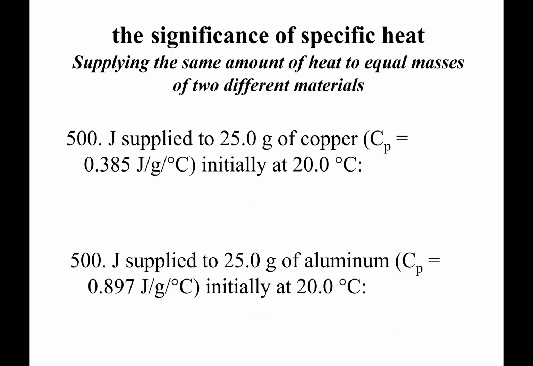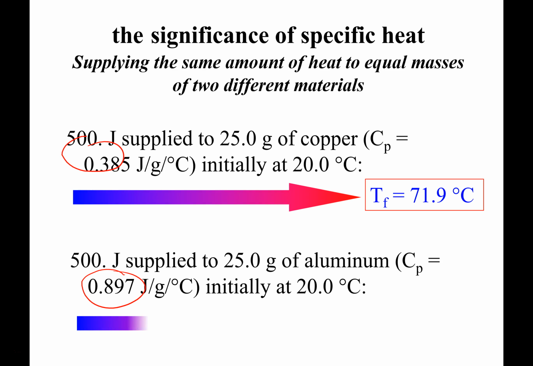Here's another thought exercise. In this case, we are zapping them with the same amount of energy. Again, we have copper that's less stubborn and aluminum that is more stubborn. So we're going to zap them both the same amount of energy. They're both going to start at 20. Which one's going to get hottest? How many people think the copper will get hottest? Exactly.